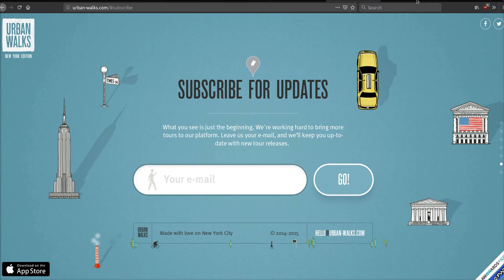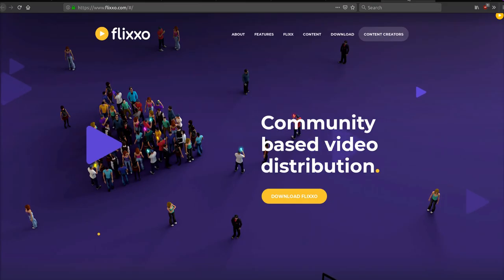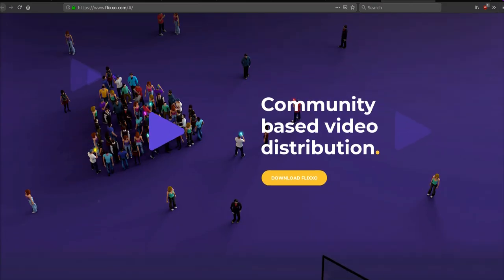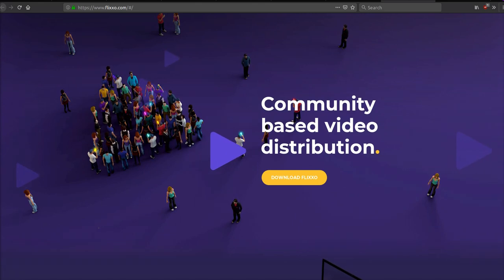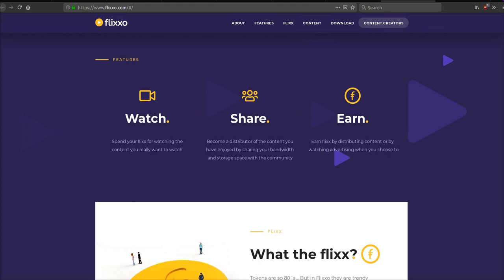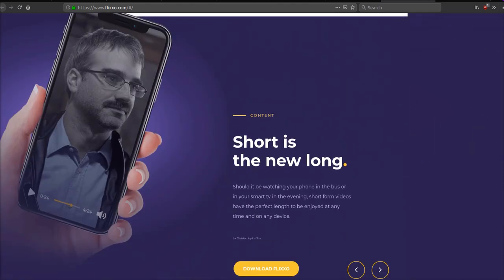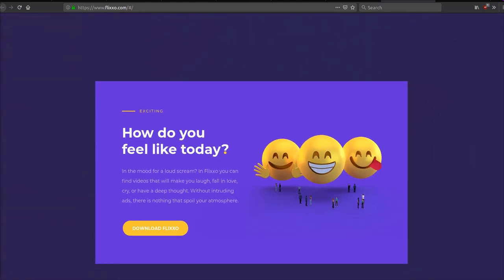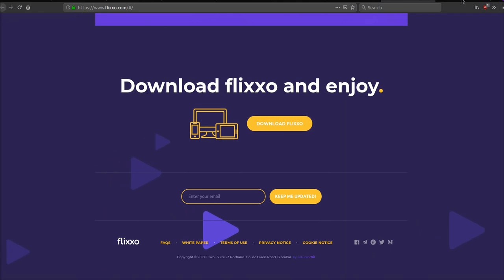The next one we're going to be taking a look at is Flixo. Flixo is basically a community-based video distribution platform. And I really like how the play buttons are moving around everywhere. And this one just feels really, really smooth.